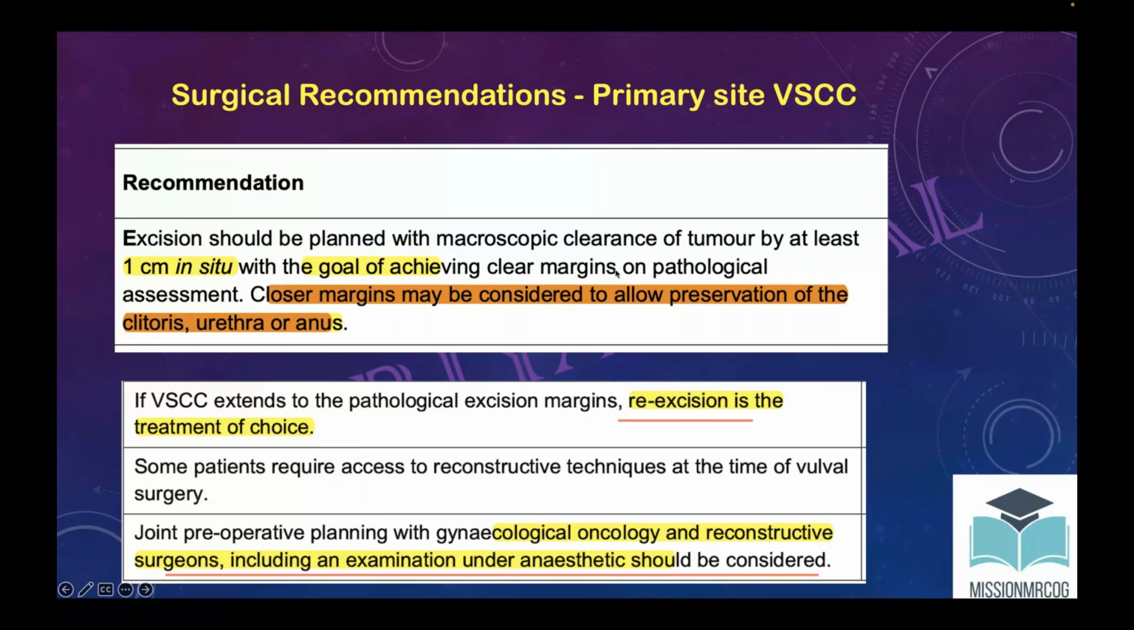And whenever the excision is done, they should allow preservation of the clitoris, urethra, and anus. That is for central lesions. So they want excision with 1 centimeter. Now, if the excision is done and the histopathology comes back and they find the margin positive, what will be the treatment? In that situation, re-excision is the treatment of choice.